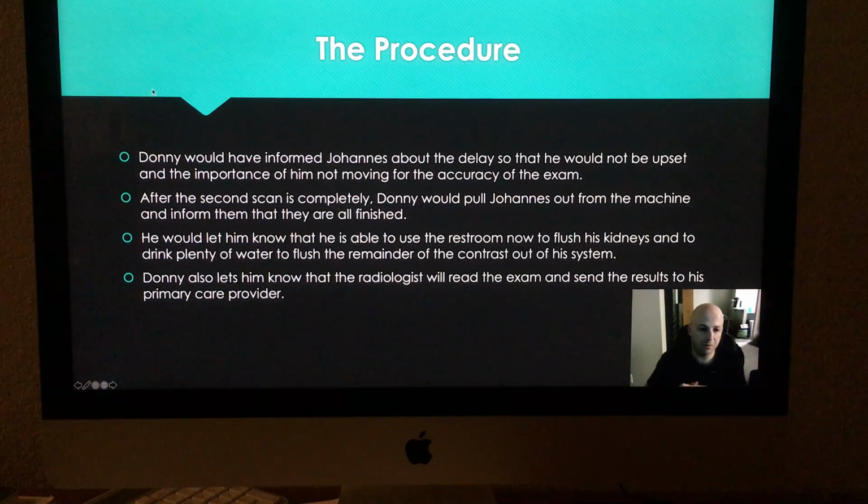Okay. Donnie would have informed Johannes about this delay so that Johannes isn't just sitting there getting more and more upset, and also the importance of him not to move around, to ensure that all the anatomy that's in the original scan is also in the second scan.